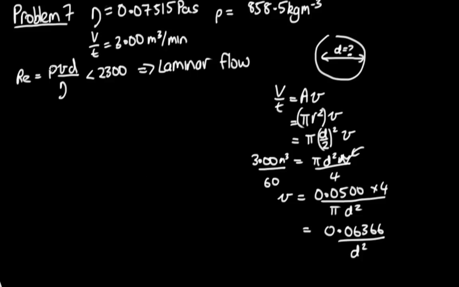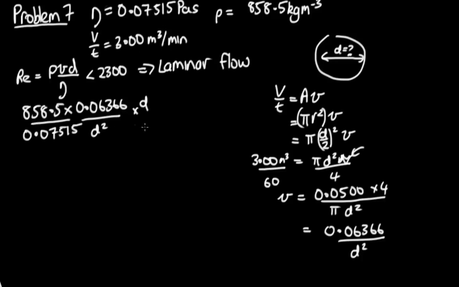So let's substitute this in. So we've got the density, 858.5, times the velocity, which is the 0.06366 over d squared, times d, over the viscosity, which is the 0.07515, has to be less than 2,300. Now this d squared will cancel with this d, so we'll end up with just 1 d on the bottom.